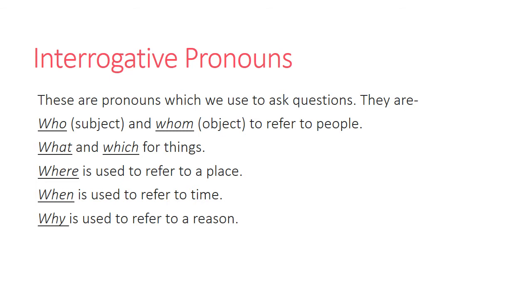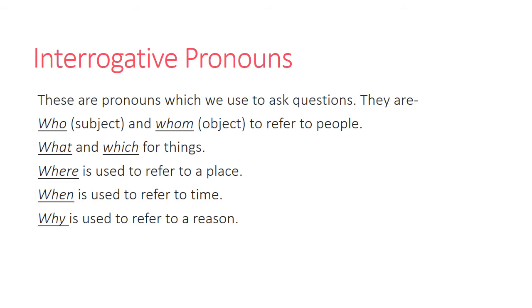Interrogative pronouns. These are pronouns which we use to ask questions. As we know, interrogative sentences, interrogation, that is asking questions. So the pronouns which are used to ask questions are interrogative pronouns. They are who, whom, whose, what, which, where, why, and when. Who and whom are used to refer to people. Who is used as a subject and whom is used as an object.